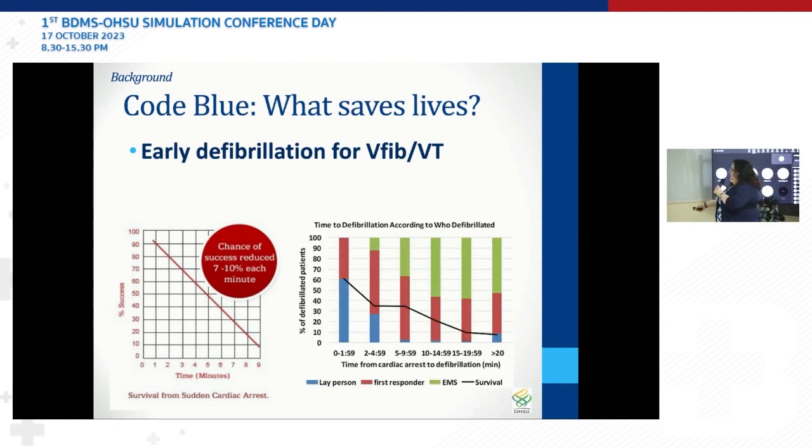And this is data actually not just from in-hospital arrest, but time to defibrillation according to when the patient was defibrillated, so a layperson or a first responder. But you can see that if you're in that first 2 minutes, you're much, much more likely to survive than if you wait. And I put a box around this because the American Heart Association uses that 2-minute mark for defibrillation as a quality measure, and we're going to be following along with that.